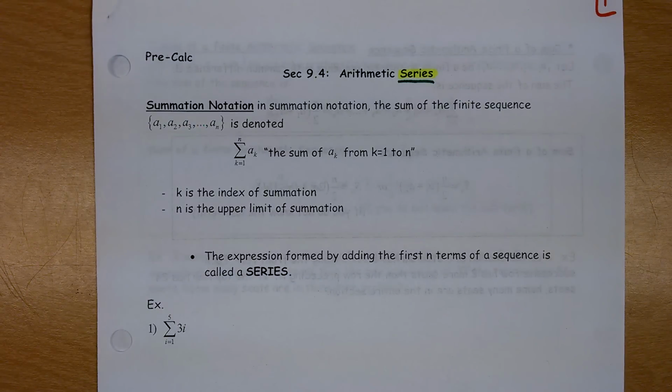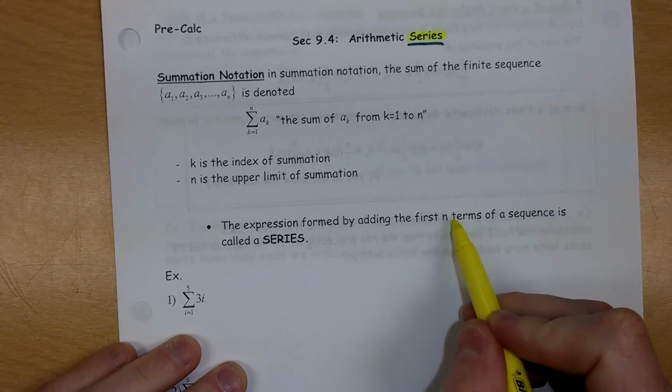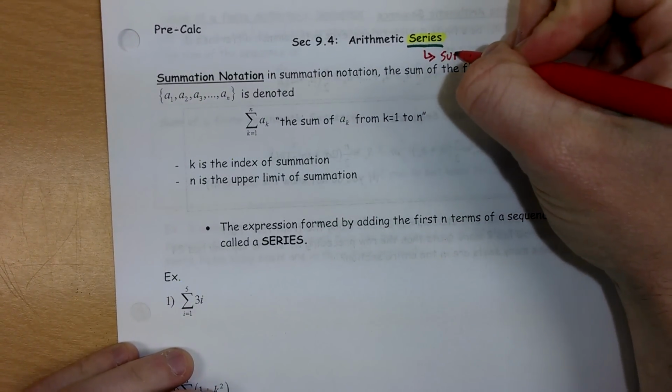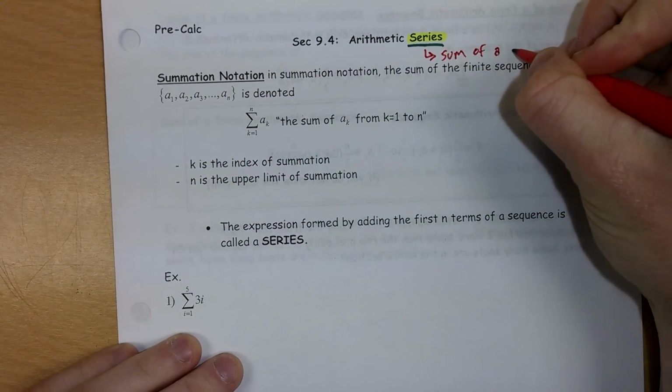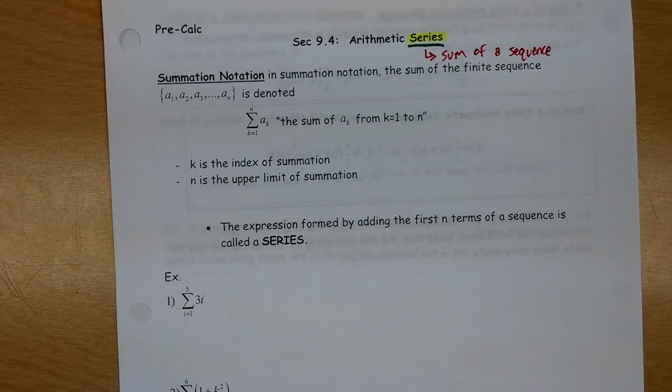Okay, in this lesson we're going to talk about series in general and an arithmetic series. So to start off, what is a series? A series is an expression formed by adding the first n terms of a sequence. And so really a series is just a sum of a sequence. It can be a part of a sequence, or it can be a whole sequence, but a series, think about it just as a sum of a list or sum of a sequence.